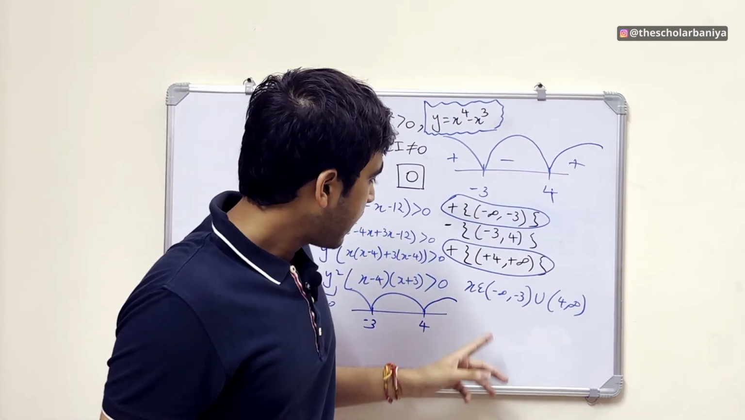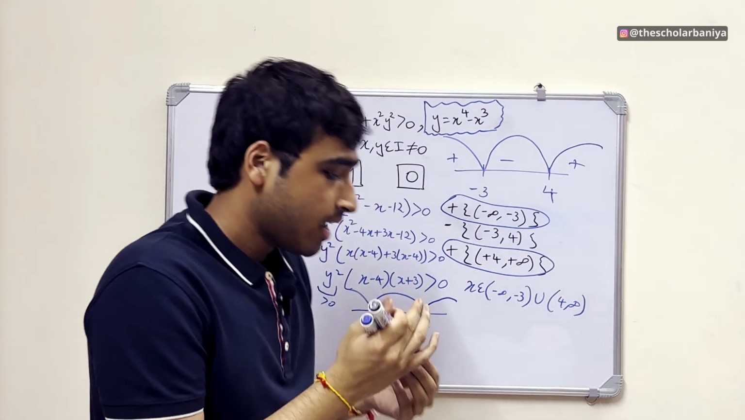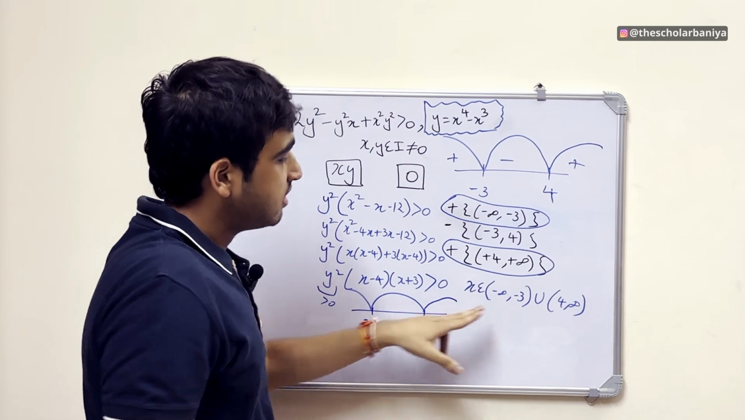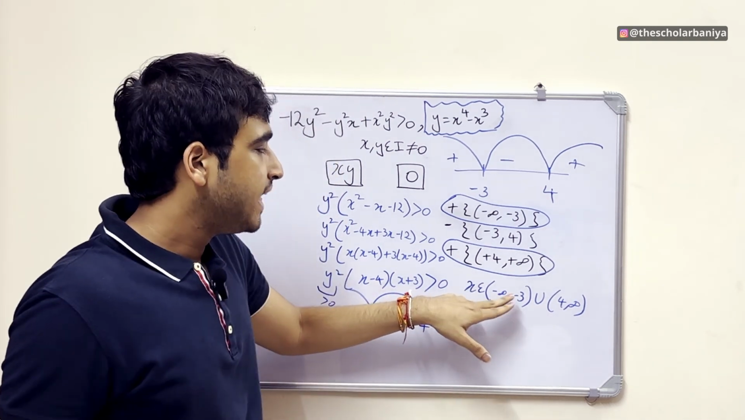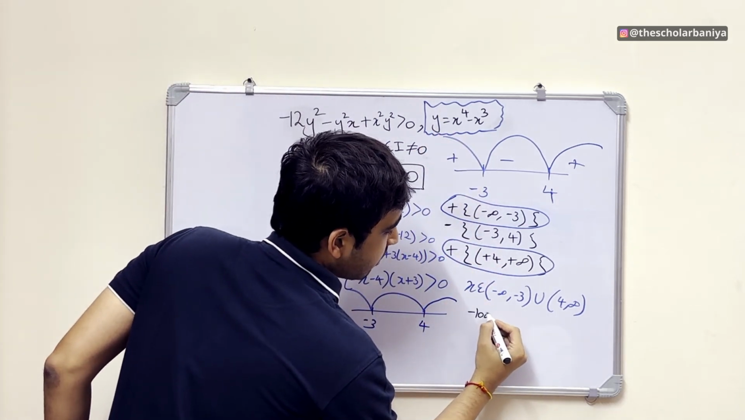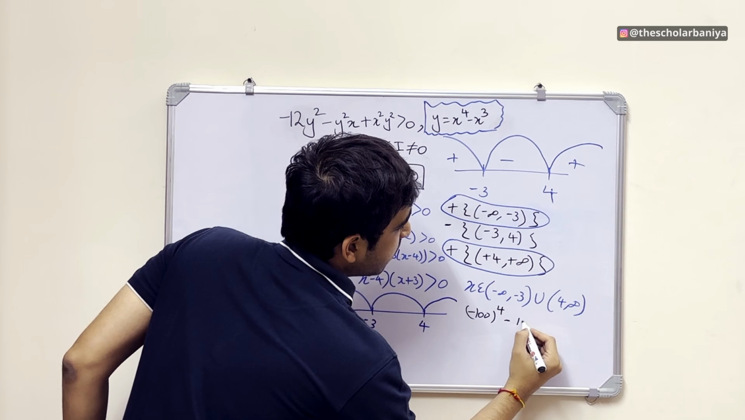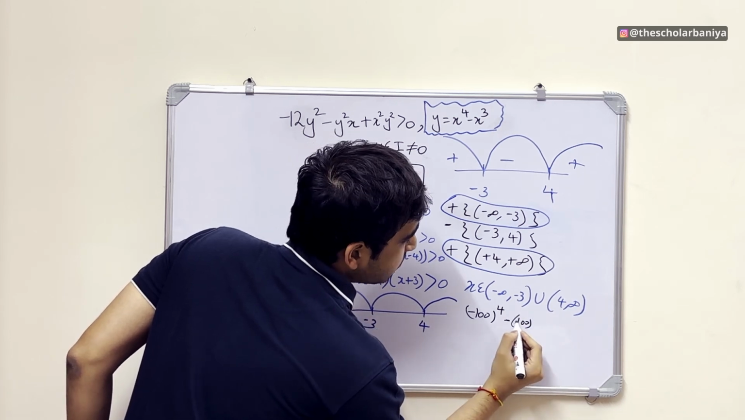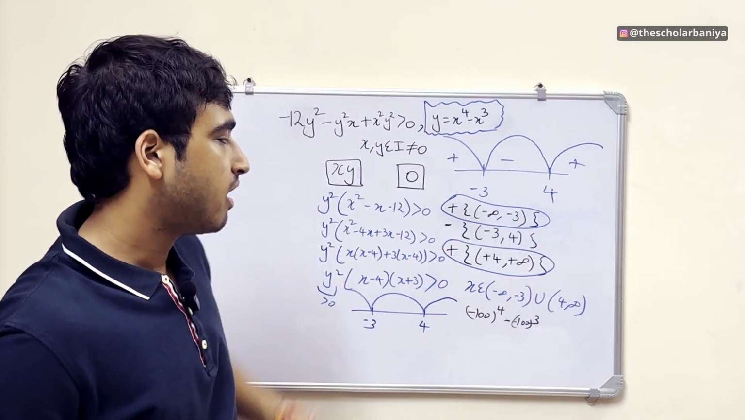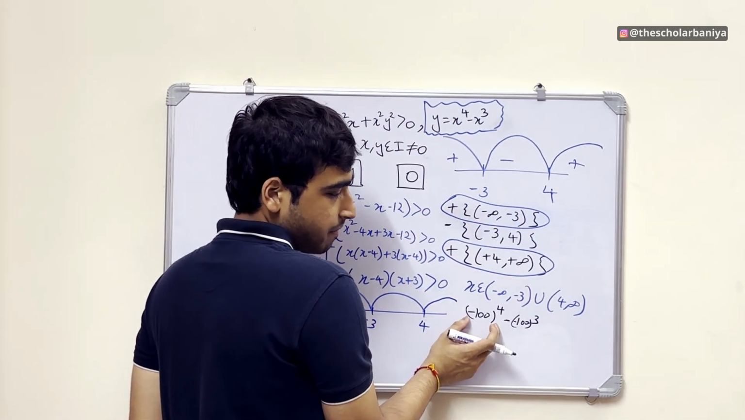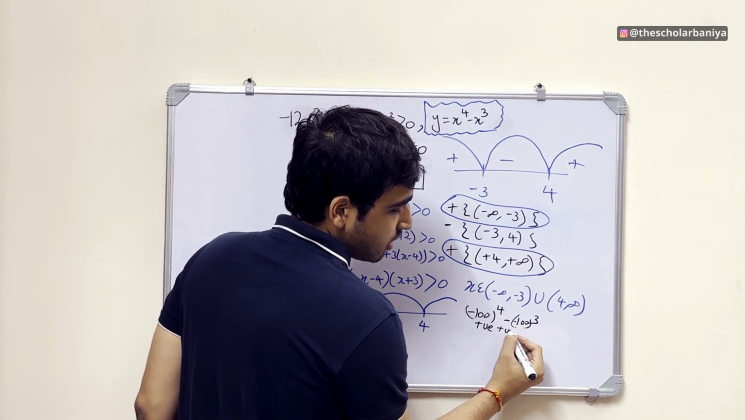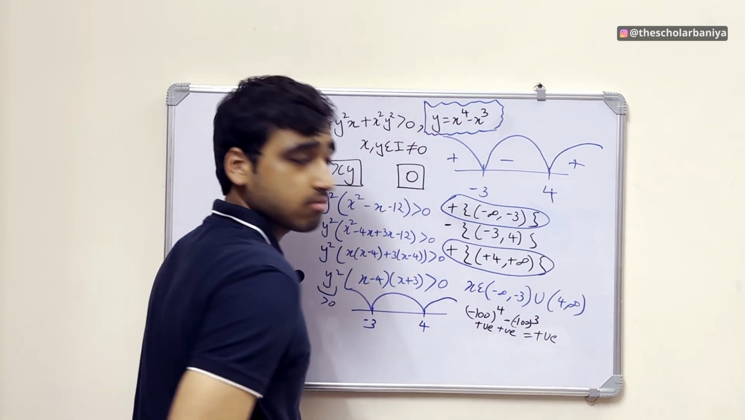So x can be any value minus infinity to minus 3. So for instance, we take minus 100, right? So if we take minus 100, then this basically becomes minus 100 to the power 4 minus 100 to the power cube, right? Minus 100 to the power 4 minus 100 to the power cube. So this term is positive, this is negative, negative, negative, positive. So this overall becomes positive, right?